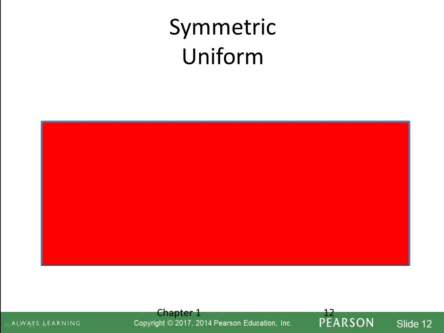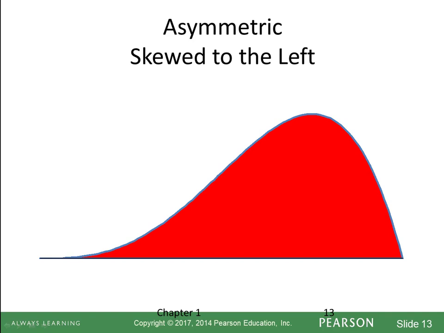Now when we look at asymmetric distributions, we look at where the tail points. Think of it as a sleeping brontosaurus, and the tail points to the left, so this is left skewed. An example of left skewed might be the grades on a very easy test. Most of the grades are going to be higher, and there are going to be very few low grades.